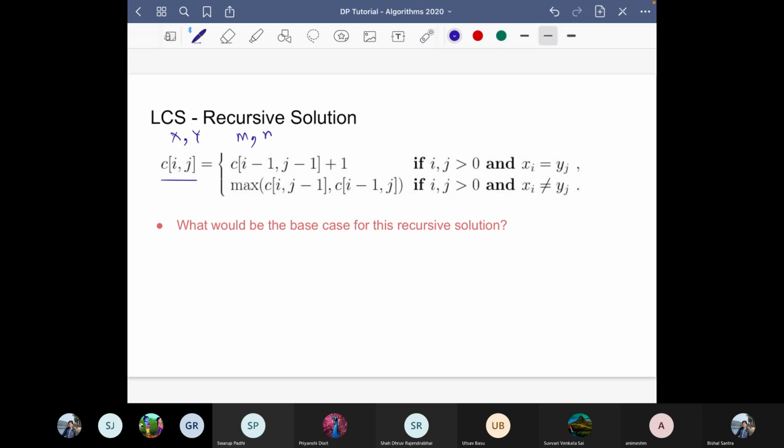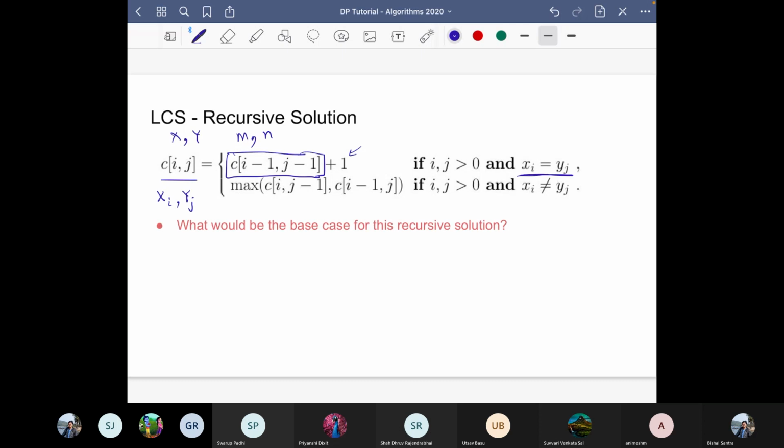Okay, so Cij is basically saying: what is the length of the LCS if you consider the first sequence up to length i and the second sequence up to length j? So that is given by, if the final letters are the same, so Xi equals Yj, then you can get the solution from the i minus 1 and j minus 1 prefixes of X and Y and add 1 to it, because the final one will be included.